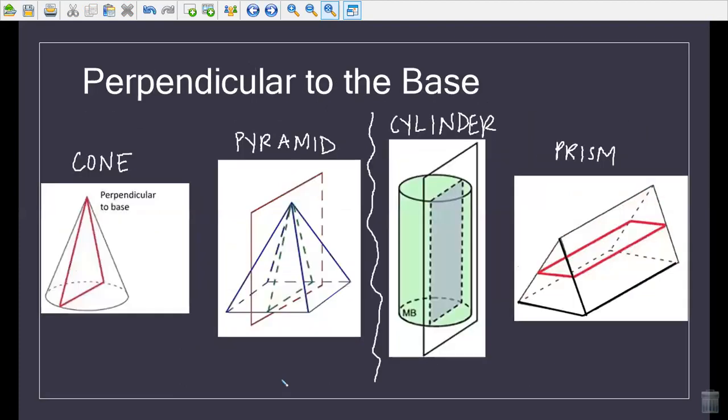The other pattern is if it's perpendicular to the base. And I drew a little squiggle here because your cone and pyramid are a little different than the cylinder and prism. For the cone and pyramid, one important part, the only way that this works for the pattern, is if your cross section goes through the top vertex. It's got to go through the top vertex, the point. If it doesn't go through the point, it isn't necessarily going to be the same shape. It might be something different. But for our cone and the pyramid, if you go through that top point and you're perpendicular to the base, it's always going to be a triangle for both.